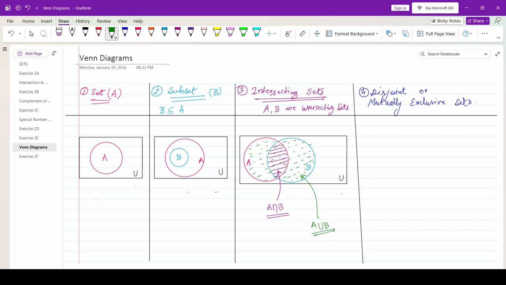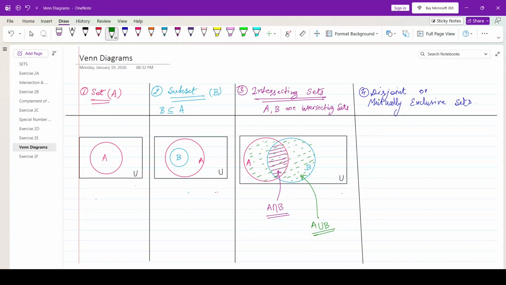Once again, this circle is A. This circle is B. This common part between A and B is called A intersection B. And this whole part covered by these two circles is called A union B.